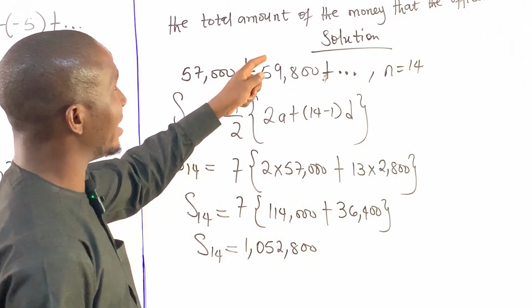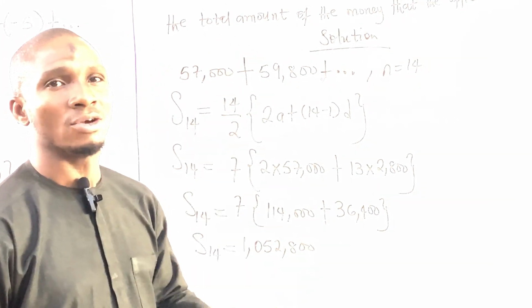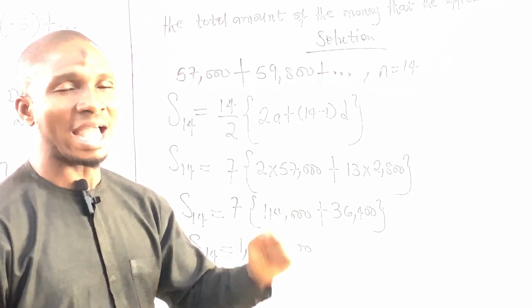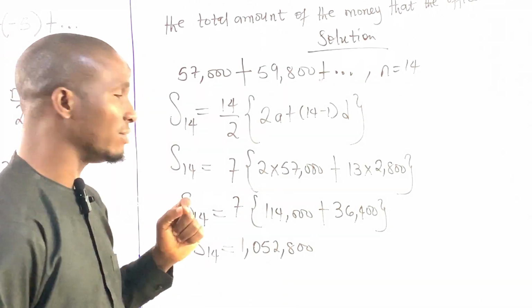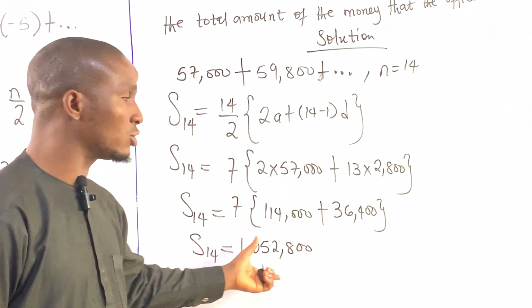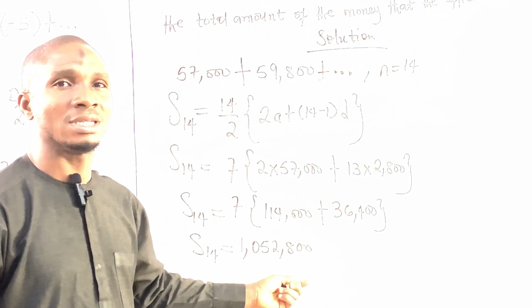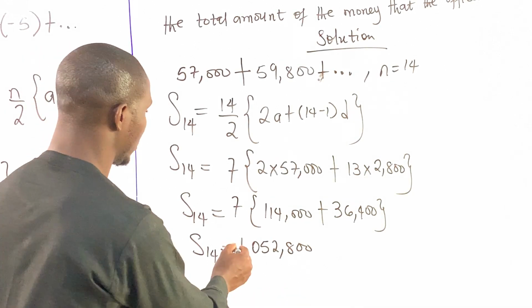If the starting salary is 57,000 and there is an increment of 2,800 every year, at the end of the 14 years, the officer will have succeeded in earning a total amount of 1,052,800 naira.